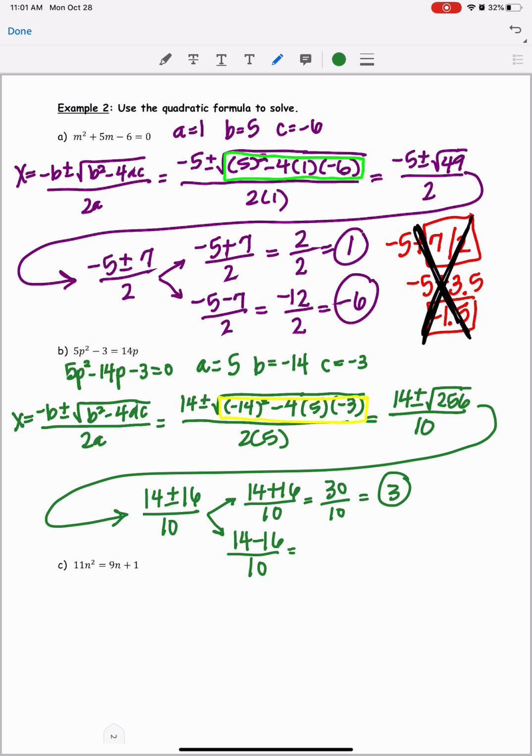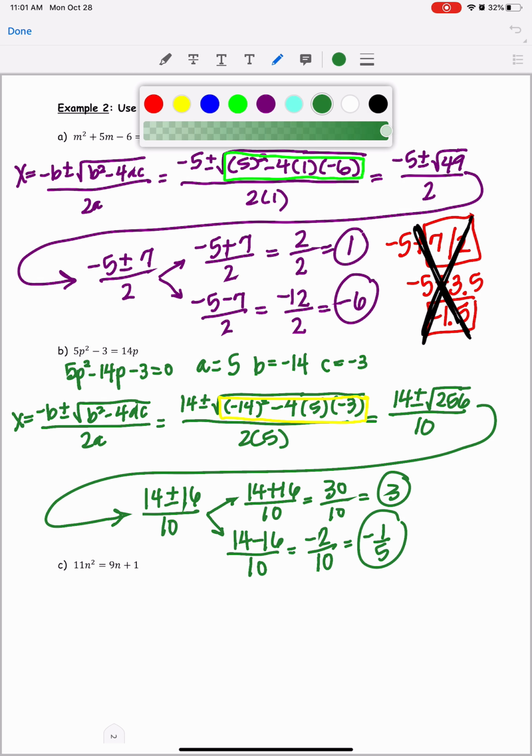Down here, 14 minus 16 is negative 2. Now this doesn't go in evenly, but we can simplify. You can divide them both by 2 to get negative 1/5. Okay, so because I still got regular numbers, even though 1/5 isn't pretty, we don't like fractions, this one is still technically factorable. We didn't learn to factor quadratics like this when a was a number, but this is technically factorable as well. We just didn't learn how to do those.